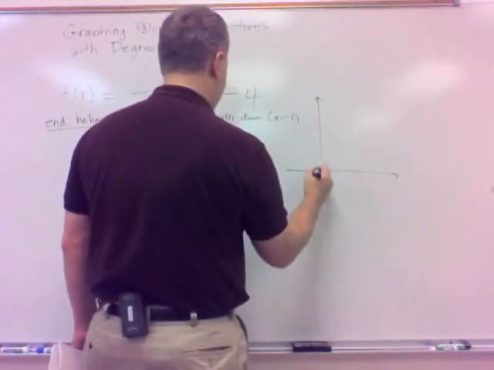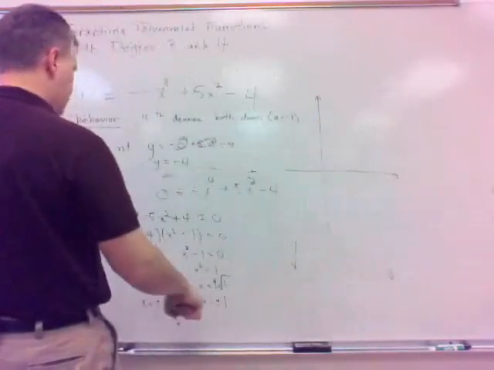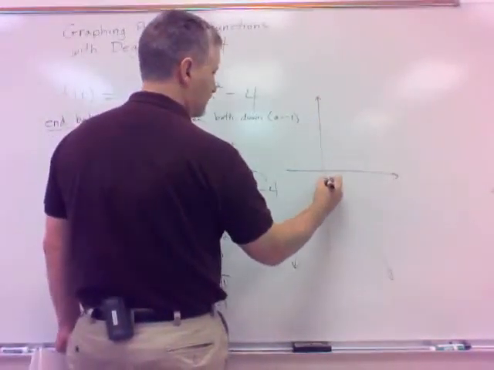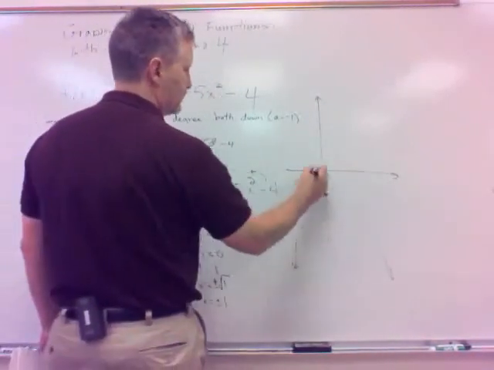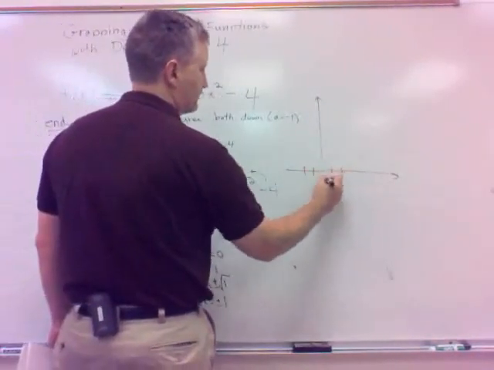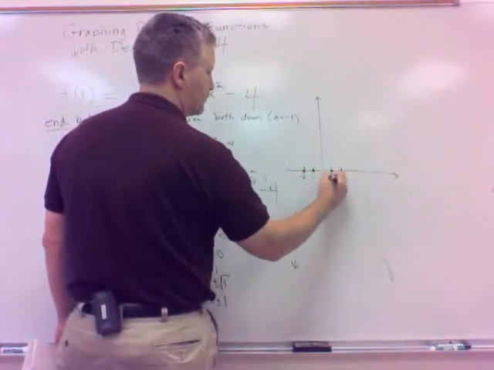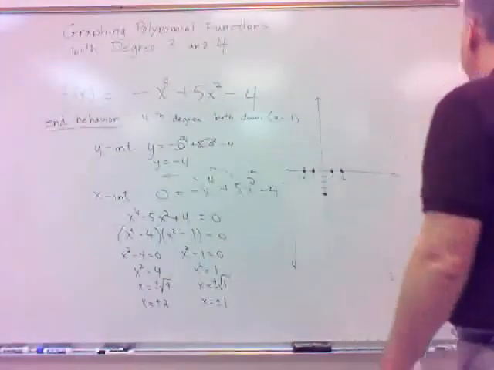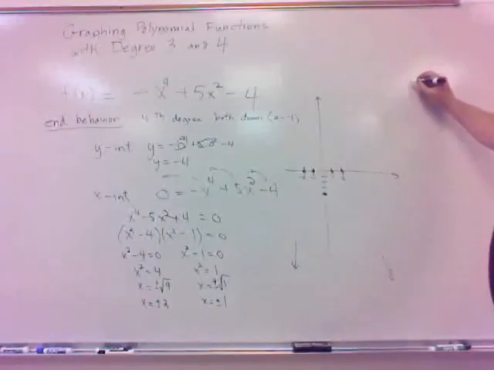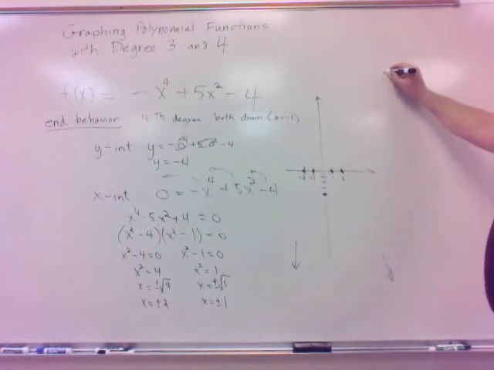All right, so we've got both ends down, negative 4, y-intercept, negative 2, positive 2, negative 1, positive 1, X-intercepts. All right. So let's then get some points between the X-intercepts.